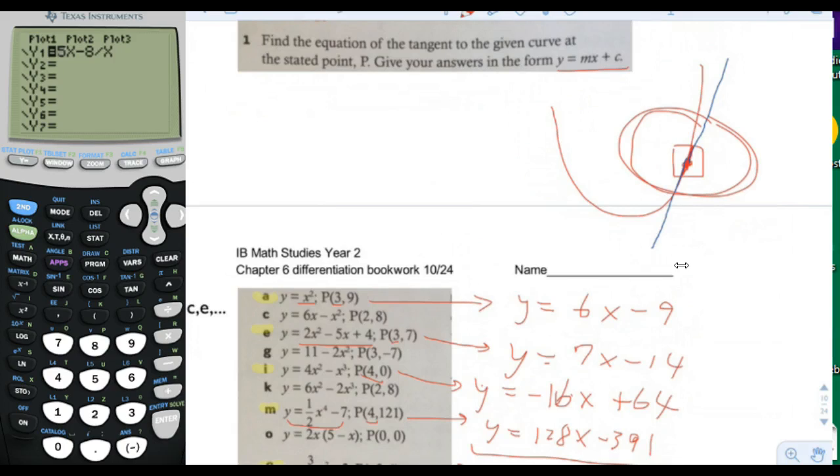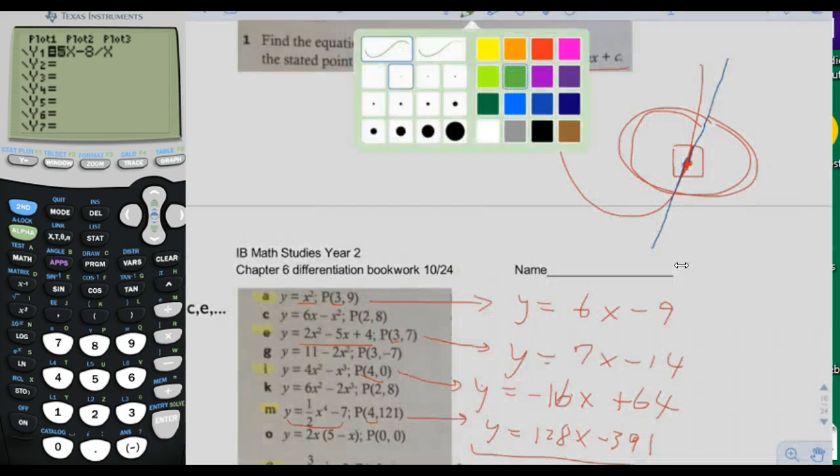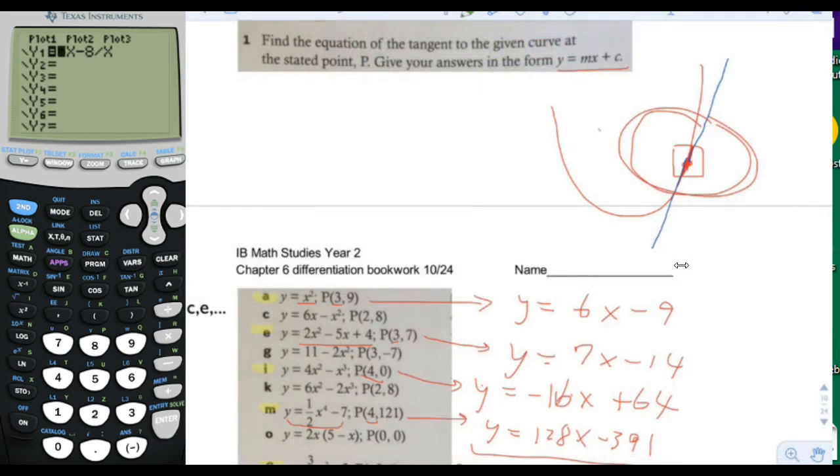Okay, now what about a normal line? A normal line is perpendicular to that line and goes through the same point. So that green line would be the normal line, for example. It's perpendicular to the blue line. I tried to make it look perpendicular. And it goes through the exact same point.